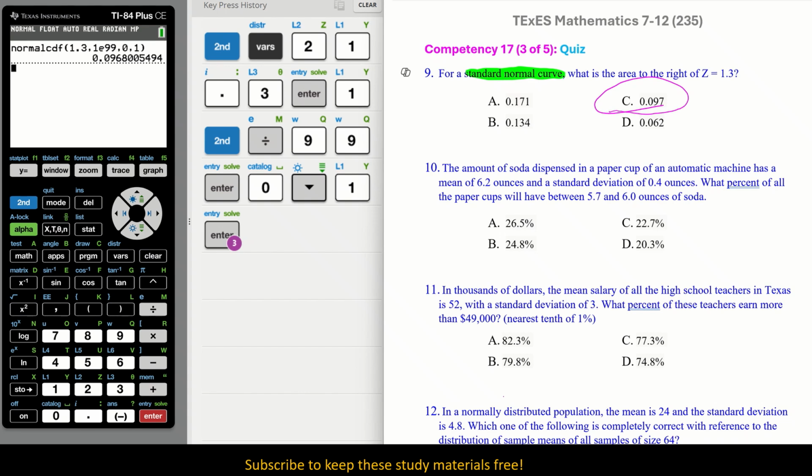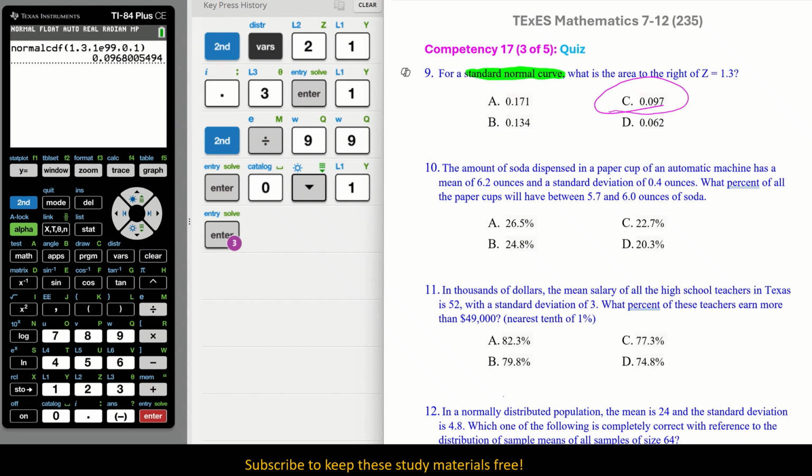All right, so let's see. Number 10. The amount of soda dispensed in a paper cup of an automatic machine has a mean of 6.2 ounces and a standard deviation of 0.4 ounces. What percent of all the paper cups will have between 5.7 and 6.0 ounces of soda? Because we are given a minimum and maximum, a range, that tells me that those would be our Z scores. And they were using the same distribution to find the percent.